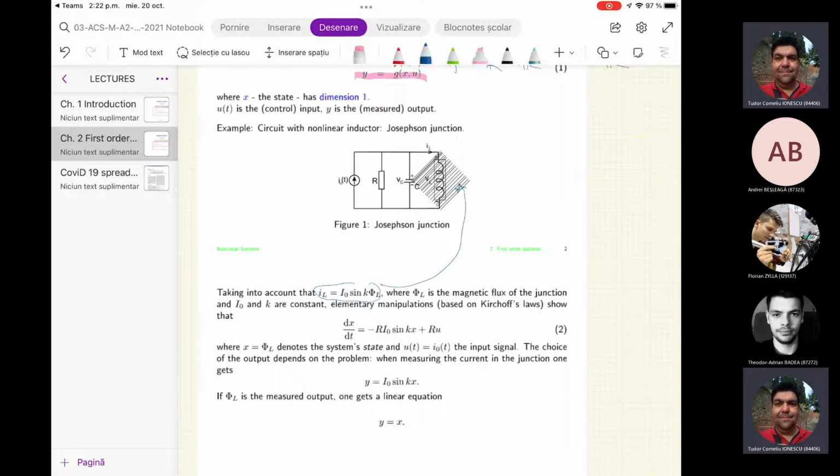We have here Kirchhoff's current laws, for this node, for instance, and we also have a current loop. So you can say here IC and here IR, and you have the first law of Kirchhoff.